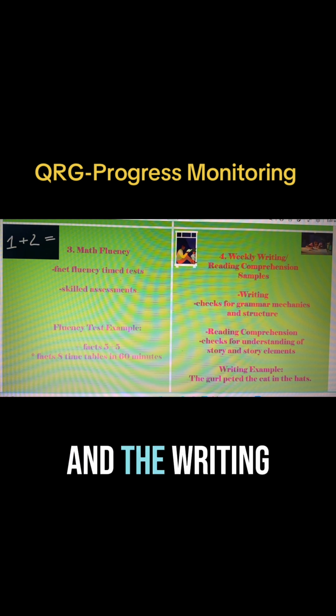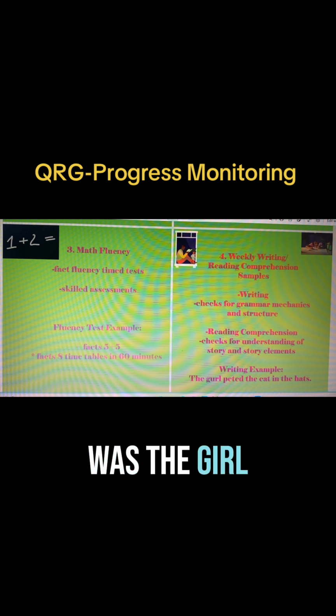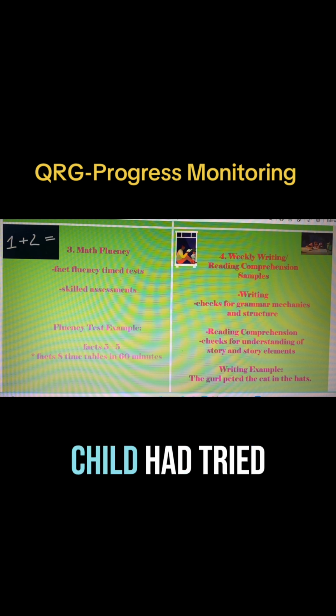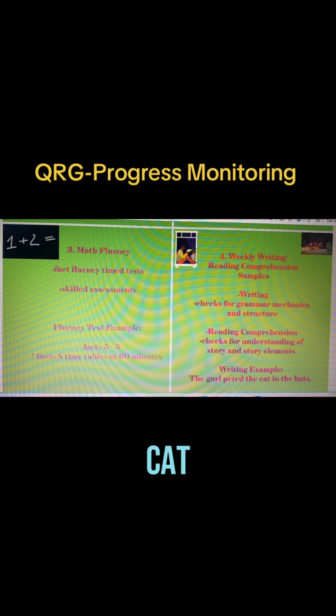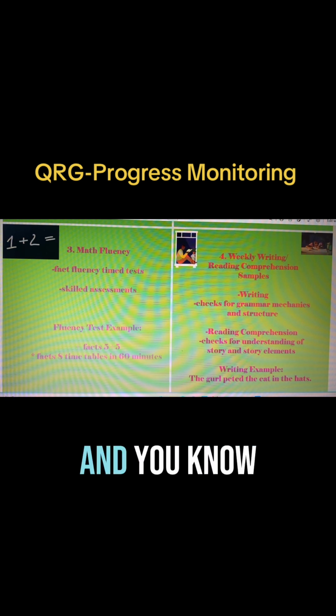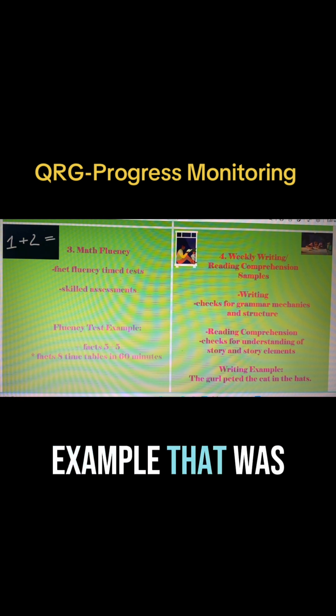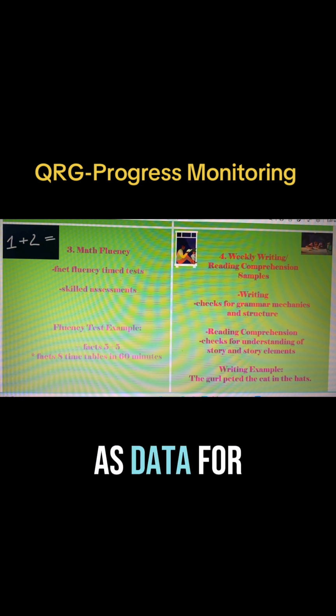And the writing was, the girl pet the cat in the hat. They were reading The Cat in the Hat, and at part of the story, the child had tried to pet the cat. If you know The Cat in the Hat, then you know the story. Anyway, this is just a writing example that was presented as data for this student.